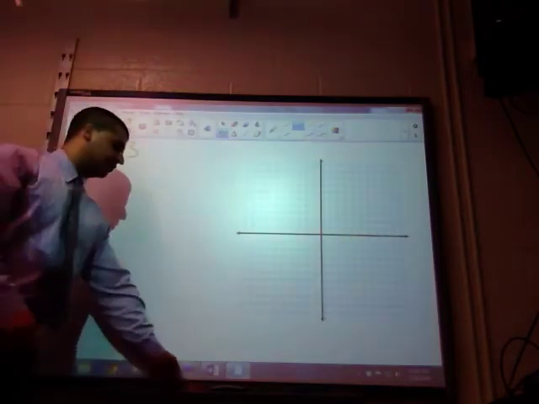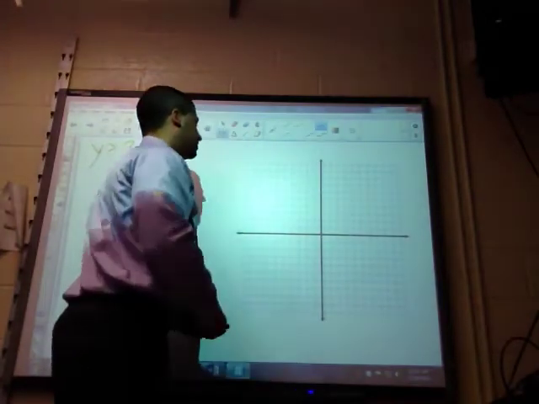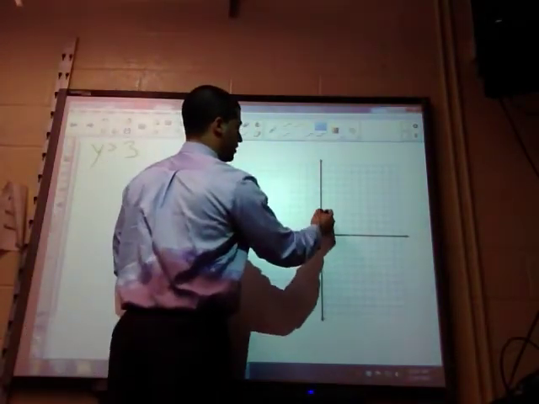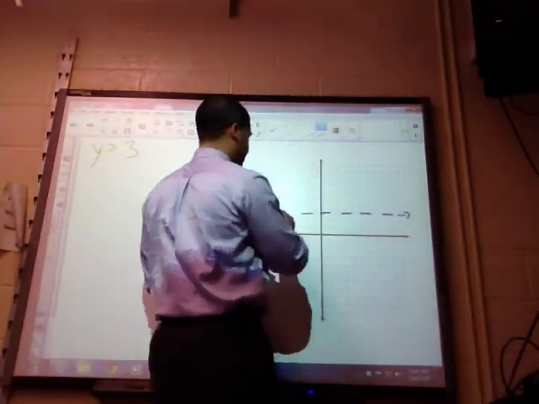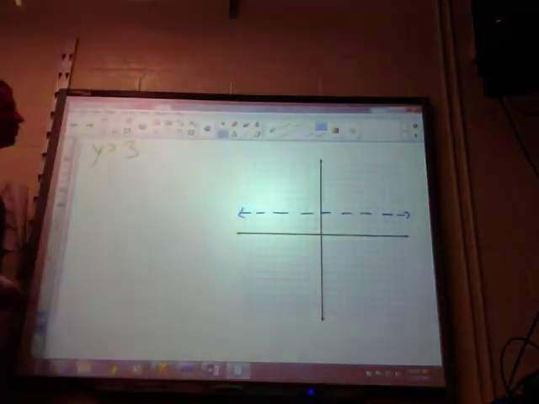y is greater than 3. So in this one, we know we go up to 3, draw a horizontal line, which in this case is dashed because it's just greater than. There's no "or equal to." And we want all numbers greater than 3.